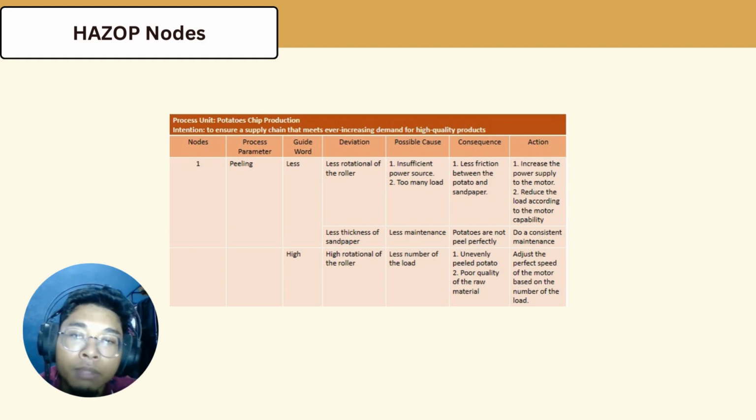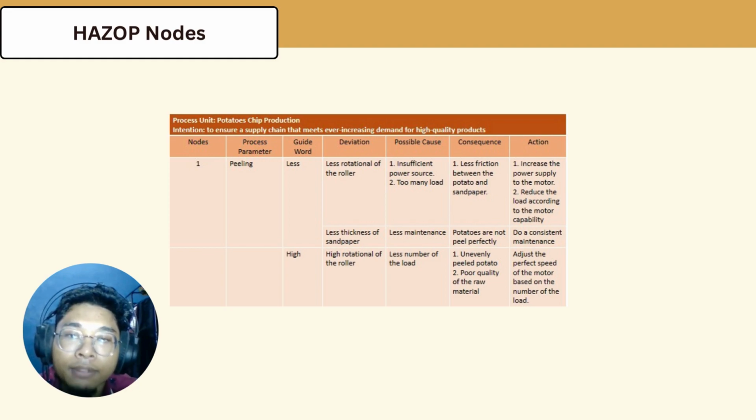For the first possible cause of the deviation, which is the less rotation of the roller, it is the insufficient power source or too many loads. The consequence is less friction between the potato and the sandpaper roller. The action that should be taken is to increase the power supply and reduce the load according to the motor capability. For the second one, the possible cause might be less maintenance, which causes the potato to not be peeled perfectly or evenly. So to counter this deviation, maintenance should be done consistently.